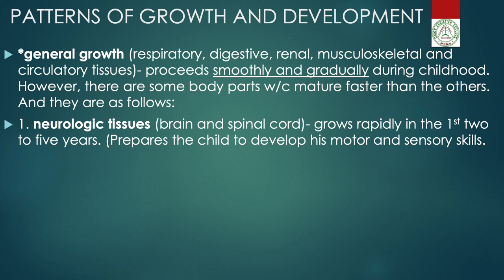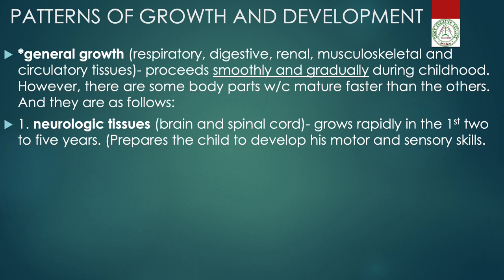Because the neurologic system's development and growth is preparing the child to develop his motor and sensory skills. Kasi nga sa first 5 years po ng bata, matututunan niya kung paano i-control yung kanyang mga kamay at paa at ulo. Matututo siyang magsalita. Therefore, kailangan ding mabilis ang pag-grow and pag-develop ng brain at ng spinal cord so that the body can cope with the different changes in the environment. So magsisimula na kasi yung bata na maglakad. So dapat intact yung kanyang brain and spinal cord, and siya ay develop properly according to age.